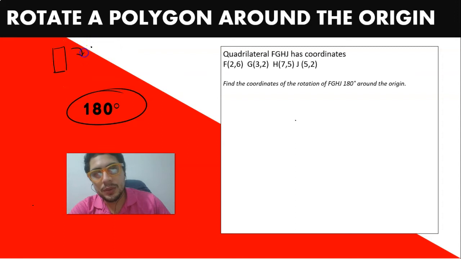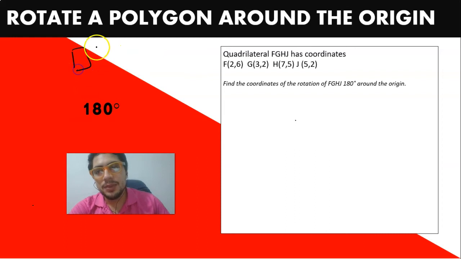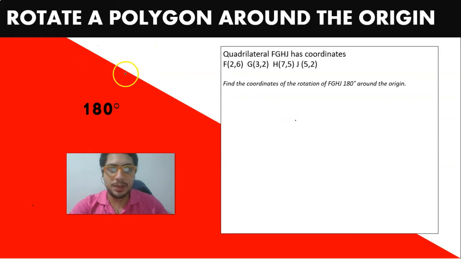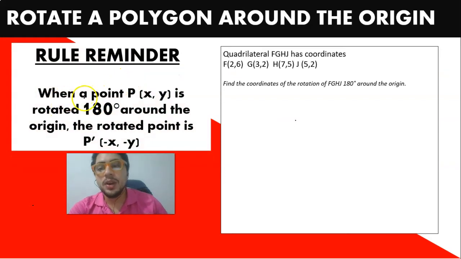Before we saw that whenever we rotated 90 degrees, we were going to use a formula, but now that we're rotating it 180 degrees, we're going to have another formula, right? So whenever we have a point (x, y) and that point is rotated 180 degrees around the origin, the rotated point, so the final position, is going to be (-x, -y). So that means that whatever the value of x is, we're going to put its opposite. So if it's positive, then it's going to be negative, and if it's negative, now it's going to be positive. And the same thing that we're going to do for x, we're going to do it for y.